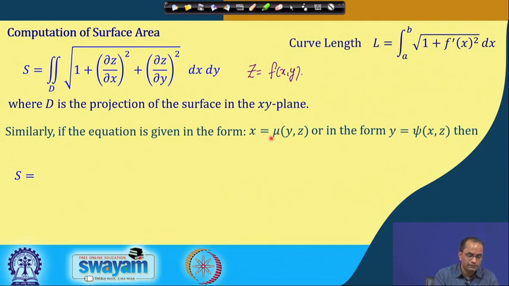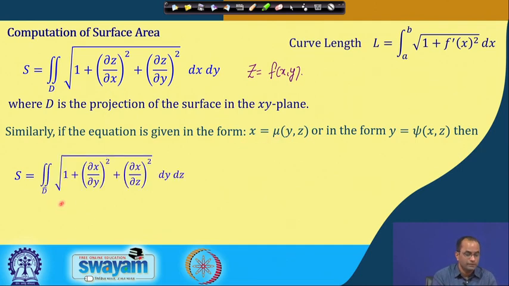So, here in the first case, when x is equal to mu(y, z), we will have the domain denoted by D hat, and now the integrand will become the square root of 1 plus (del x over del y) whole square plus (del x over del z) whole square, because y and z are independent variables now. So the partial derivatives will be with respect to y and z, with dy dz, and this D hat will be the projection of that surface in the yz plane.